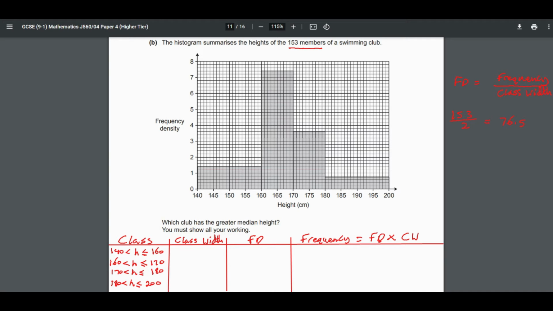So if we start with the first one, class width is 20. The frequency density from the graph is 1.4. So if we multiply those two, our frequency is 28.